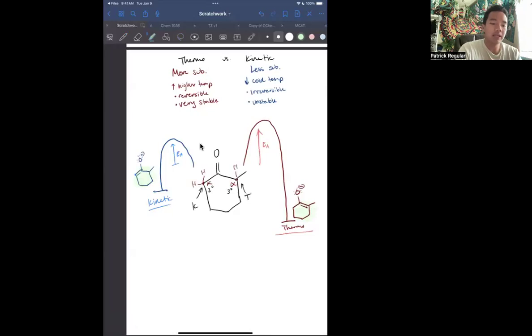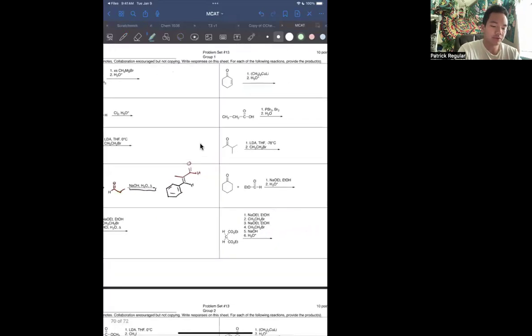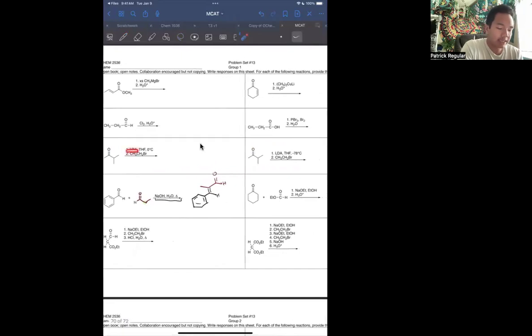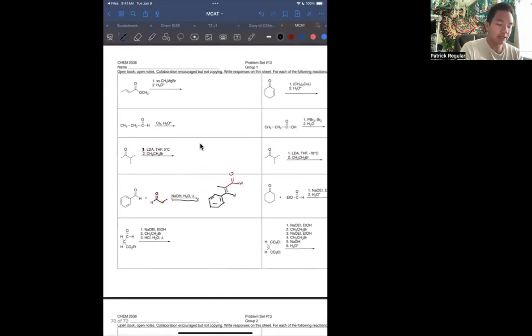So how do we apply this? Well, let's look over here at these ones right here. What am I looking at right here? Pretty much I see the same thing. Okay, I have LDA, THF, LDA, THF. This one's at a relatively higher temperature. This is going to be a relatively lower temperature. So let's complete step one. Step one, I'm going to keep it in black. Step one, I'm going to remove the alpha hydrogen at a higher temp.